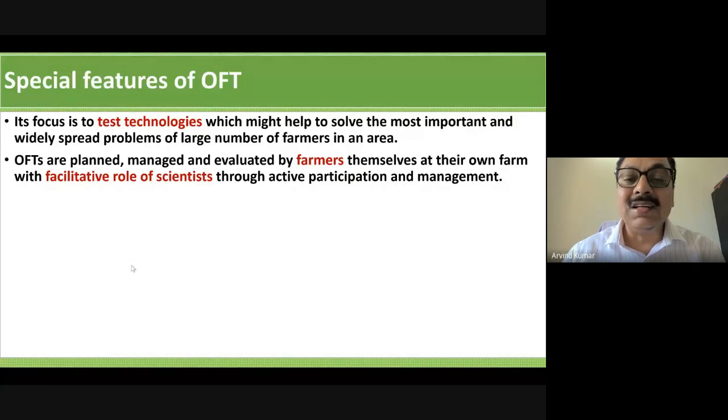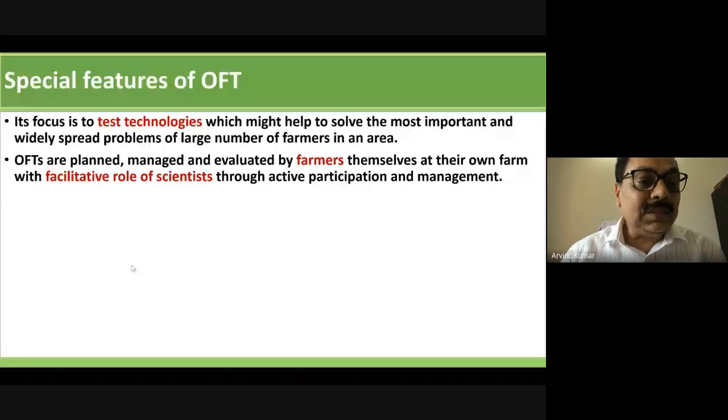Otherwise, scientists themselves conduct the OFT. It should not be there. Actually, it should be planned, managed, and evaluated by farmers themselves at their own farm, not the farm of government or station or KVK. With a facilitative role, only a scientist can play.